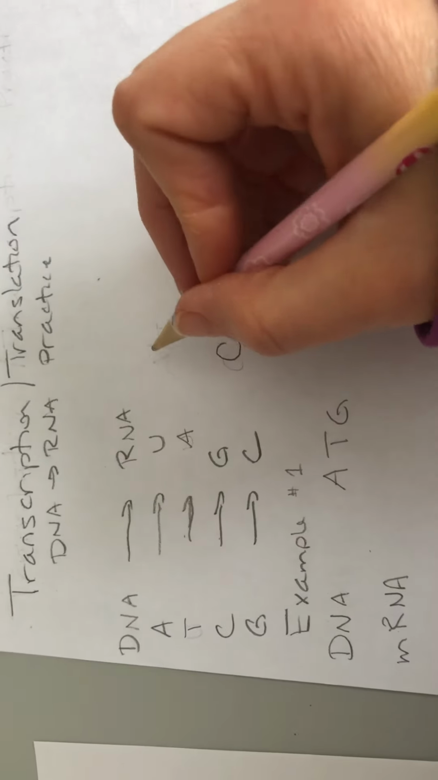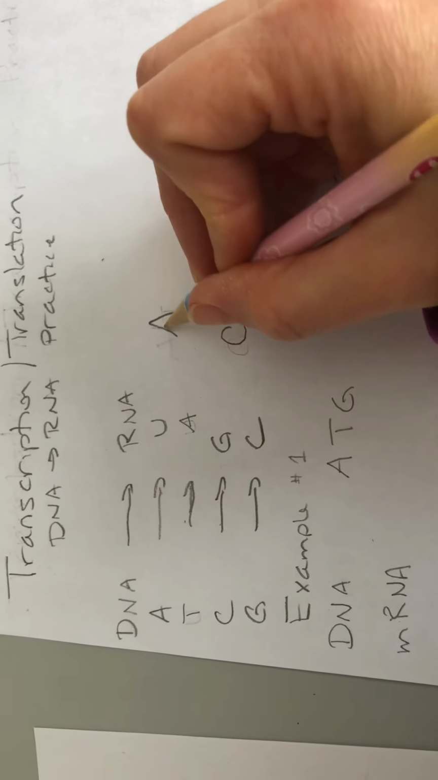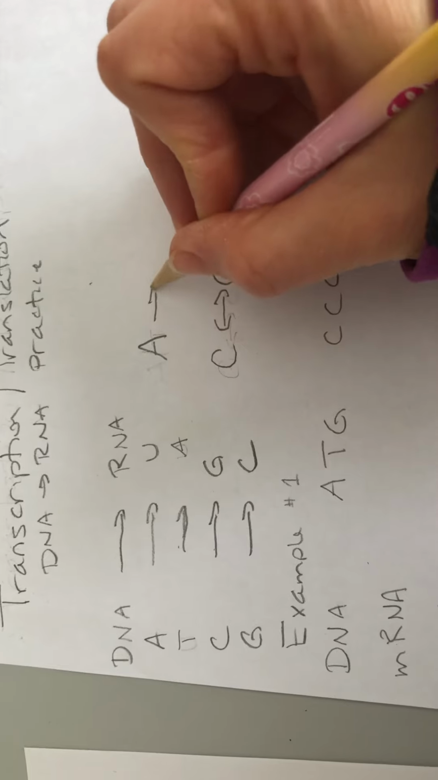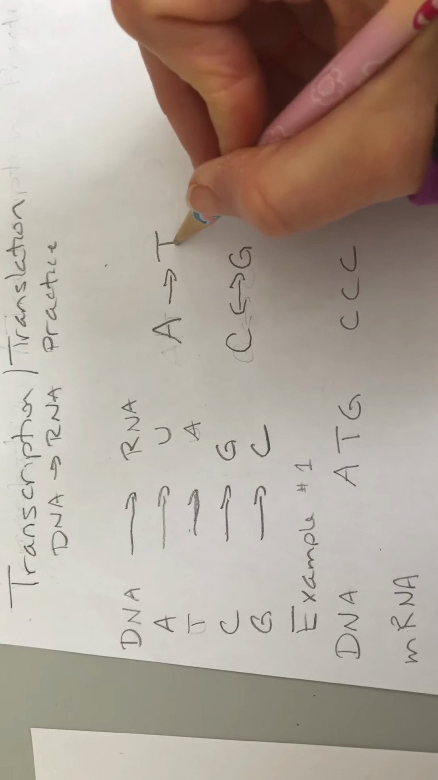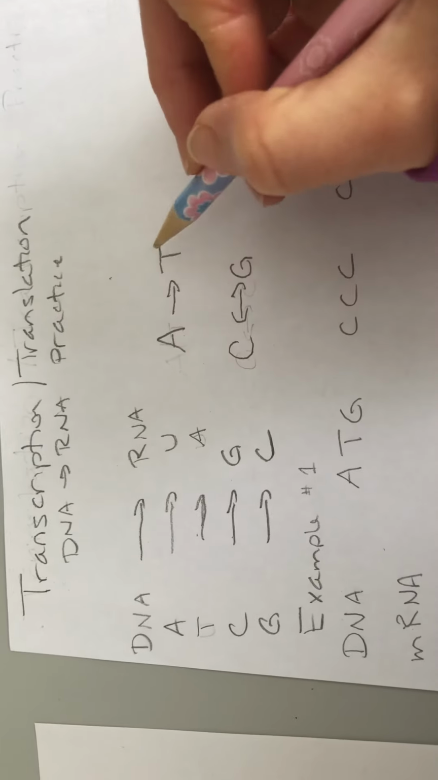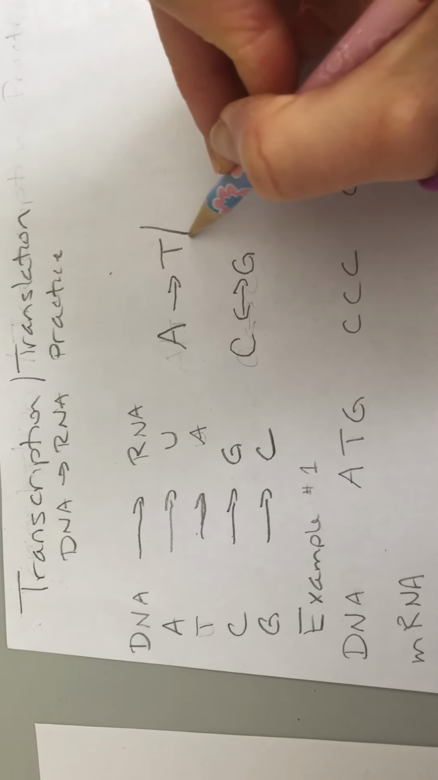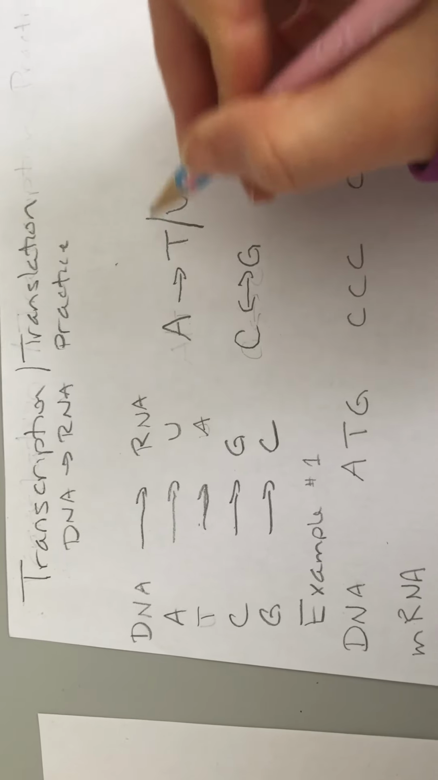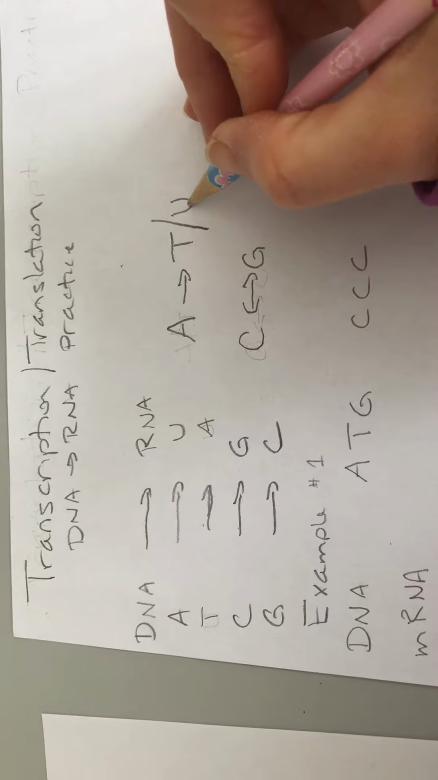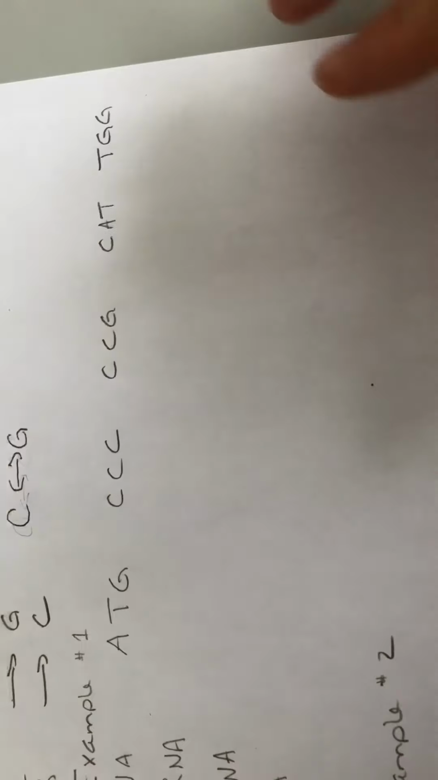Where students get confused is with thymine and uracil, because if it's DNA, adenine's complementary base pairing is thymine. If it's RNA, adenine's complementary base pairing is uracil. So these T's and U's can sometimes confuse students. So let's take a look at our first example here. This is similar to the worksheet I sent you in your package.